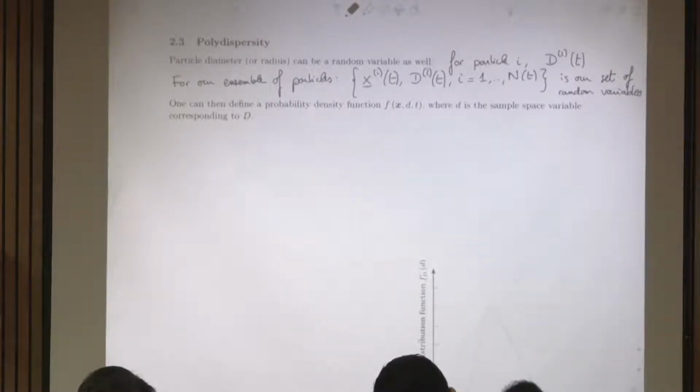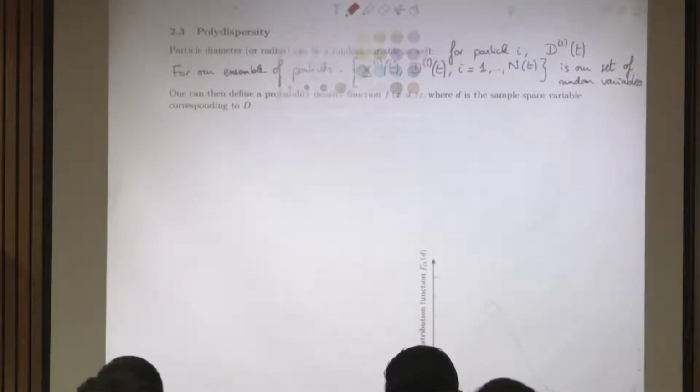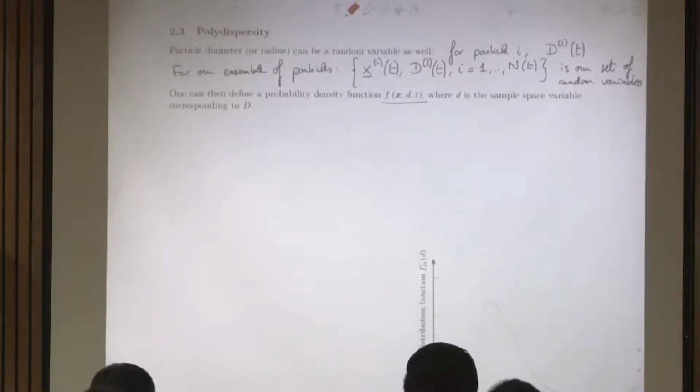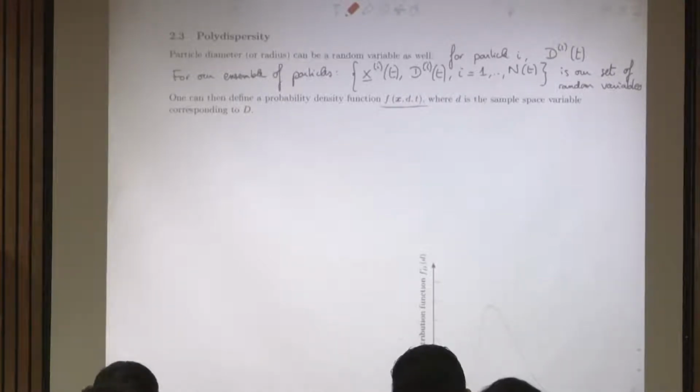So it's pretty classical to start thinking about that from the perspective of probability density functions. So we can introduce a probability density function of position, time, and in this case diameter. Here this little d is my sample space variable that corresponds to big D. So this is my space of possible diameters over which I'm interested in the probability density function. From a probability standpoint, I have a certain probability of finding a particle at a certain location. On top of that, I have a certain probability of that particle being of a certain diameter. That's basically what we're saying.